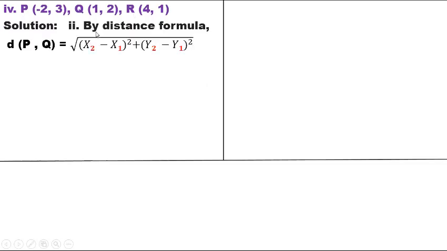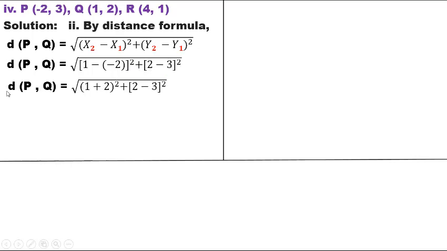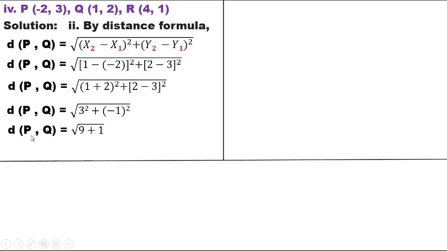Fourth, P, Q and R. By distance formula, calculate the distance between the PQ by assuming that the coordinate of the P is x1, y1 and the coordinate of the Q is x2, y2. Put that value into the distance formula. We got under root of 1 minus 2 square plus 2 minus 3 bracket square. Distance between the PQ is equal to under root of 1 plus 2 square plus 2 minus 3 square. Distance between the PQ is equal to under root of 3 square plus minus 1 square, which is under root of 9 plus 1. So distance between the PQ is equal to under root of 10.